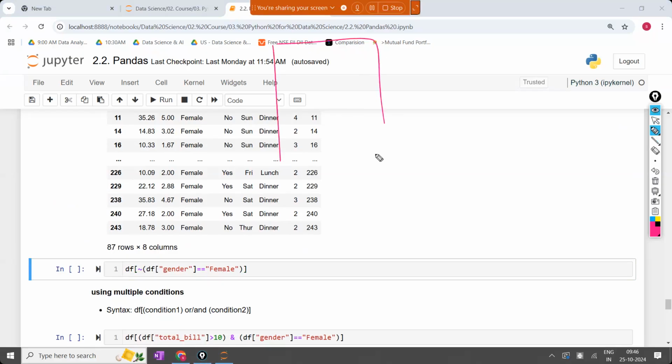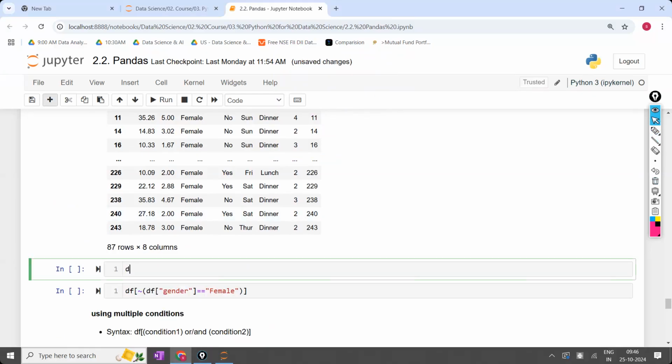I'm having only two categories. What are the two categories? One is male and one is female. Not equal to female I can write, or simply I can write equal to male also. But assume if I'm having four categories like df of day dot day dot unique.